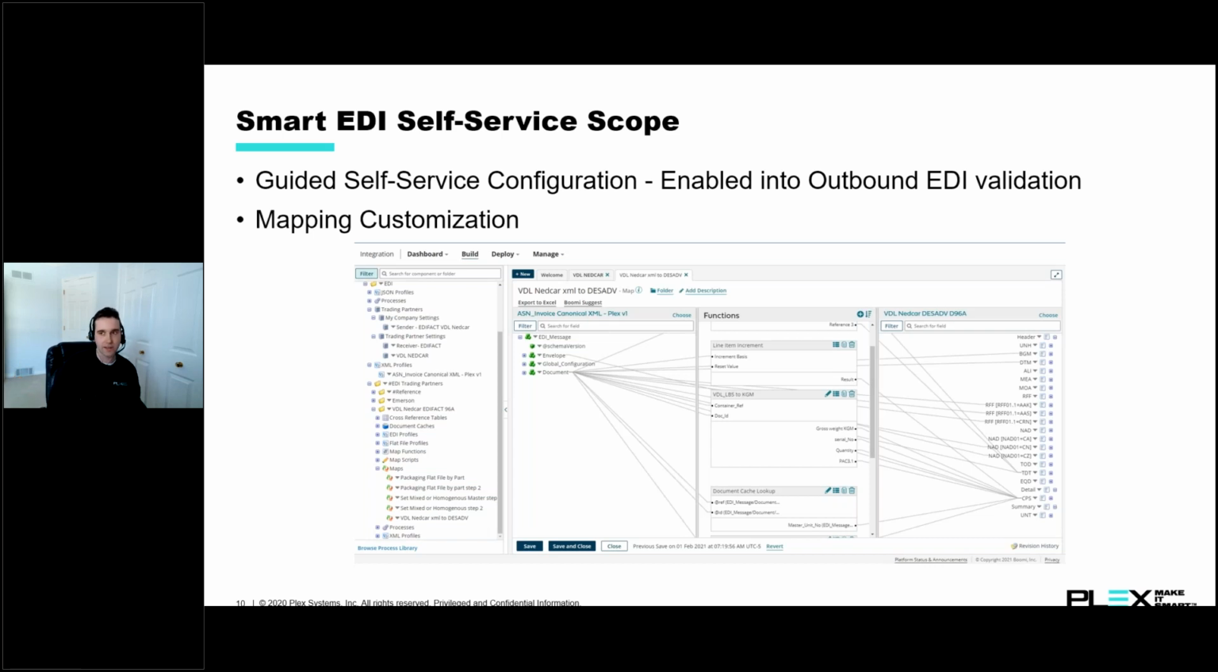Of course, as trading partners update their specifications, Vista Huggins, who's our EDI manager, and her team evaluate each of these requirements to ultimately determine the quickest way to deliver them, which often means we rebuild some of these trading partners and specifications in Smart EDI.